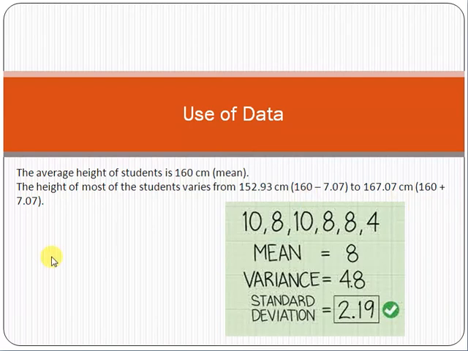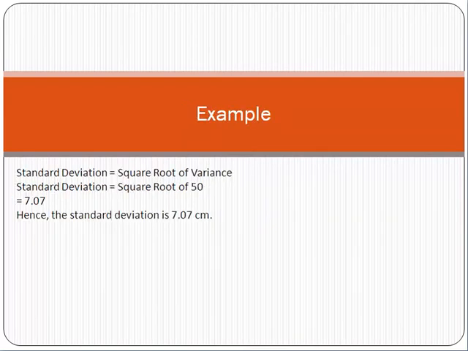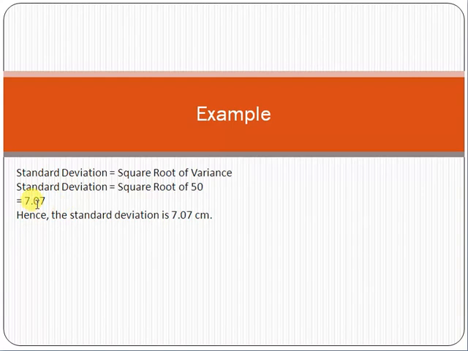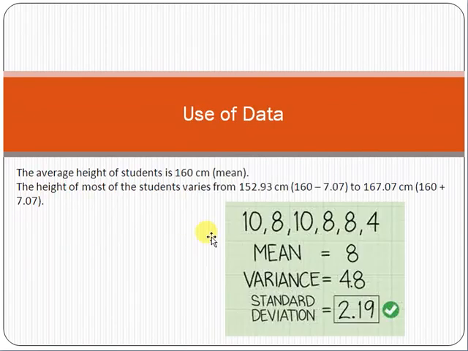Basically, see from here, we know that the standard deviation is 7.07, which was the square root of 50. So the height of a student varies from 152 to 167. How have we calculated that? From 160 minus 7.07 to 160 plus 7.07. See how we have calculated this range.